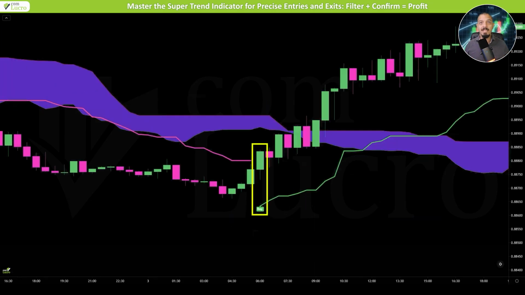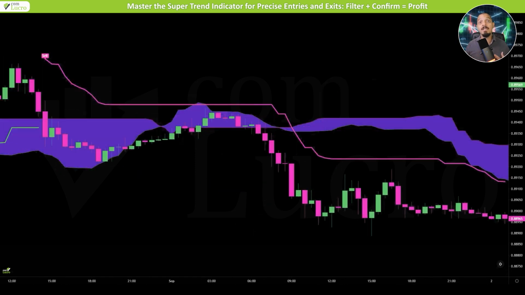For example, the indicator gave a buy signal, but the price was still below the clouds, so you don't take positions yet. Next, the price is inside the clouds, so you still don't take any positions. Next, the price is above the clouds, while the super trend is green, so this is where you take your buy position. It's the same for a sell signal. You take sell positions only when the price is below the clouds and the super trend is red.